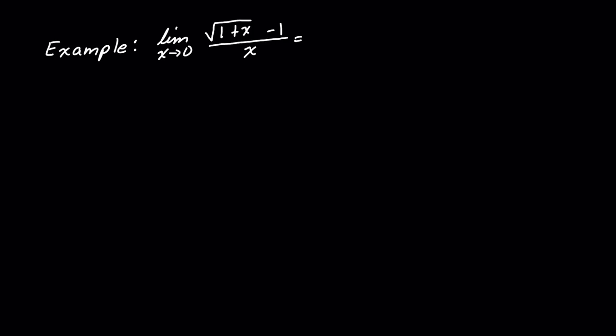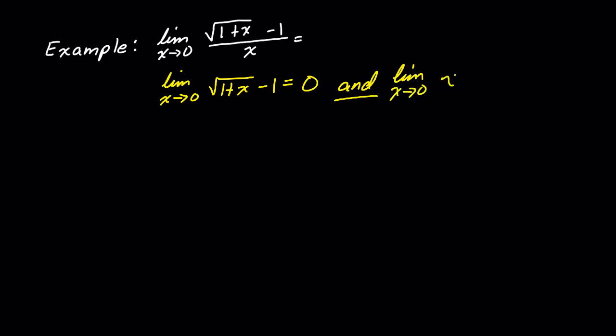With this, we have the limit as x approaches 0 of square root of 1 plus x minus 1 over x. Now, if you do a direct substitution here and plug in 0 for x, what we're looking at is the limit as x approaches 0 of the numerator. If you plug 0 in, you get square root of 1, which is 1, minus 1 is 0. And the limit as x approaches 0 of the denominator is also equal to 0.